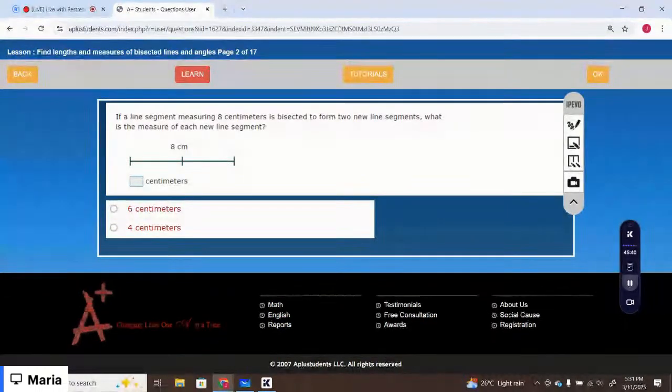A line segment measures 8 centimeters. It is bisected to form two new line segments. What is the measure of the new line segment? That is 4 centimeters. Option number two is the correct option.